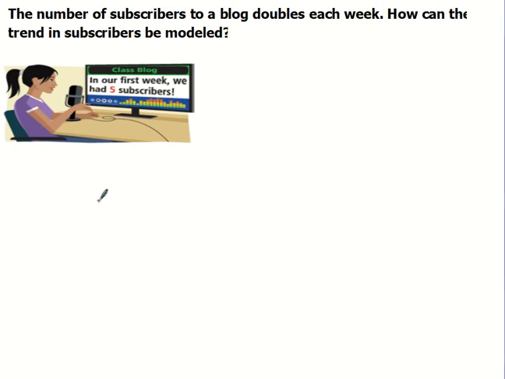All right. So the number of subscribers to a blog doubles each week. That means times by 2. How can a trend in subscribers be modeled? In our first week, we had 5 subscribers. So we can write it in our growth model, and we can write it in our explicit model, right? We know that our initial function, this is growth, is f of x equals my first number times 2 to the x, right? That's one way we can put it.